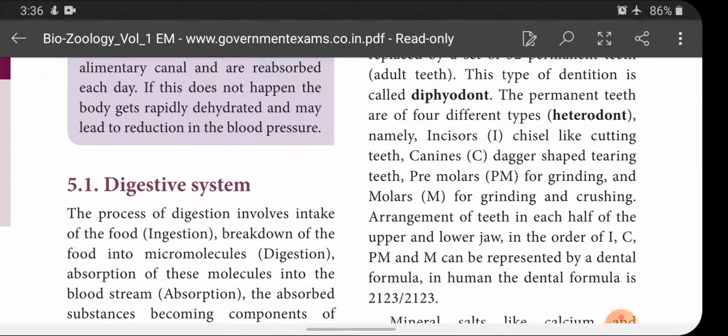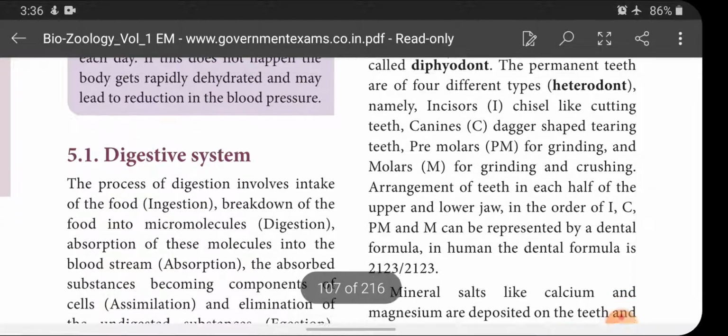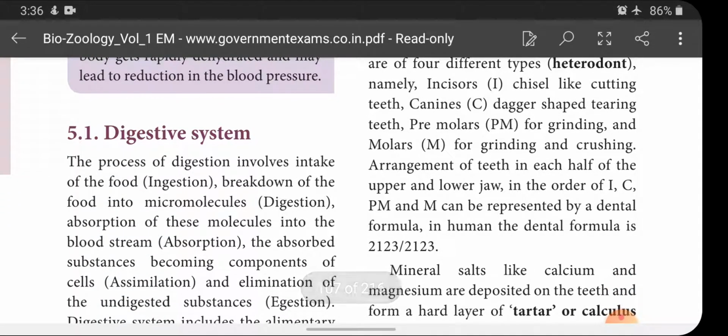The arrangement of teeth in each half of the upper and lower jaw, in the order of incisors, canines, premolars and molars, can be represented by a dental formula. In humans, the dental formula is 2, 1, 2, 3 divided by 2, 1, 2, 3, that is 2 incisors, 1 canine, 2 premolars and 3 molars respectively in the upper and lower jaw.